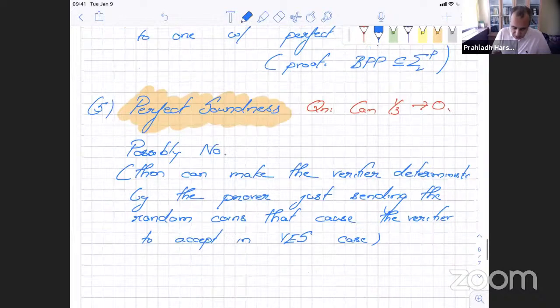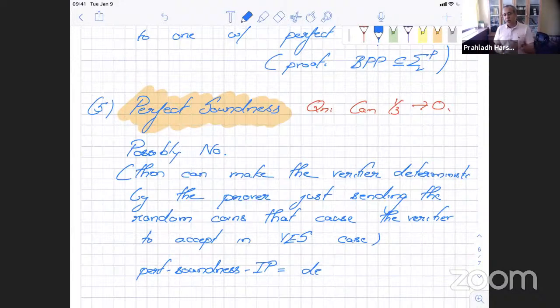So all I want to say is perfect soundness IP is the same as deterministic IP, which we know is NP. So if IP is actually more powerful than NP, you don't expect it to have perfect soundness. In particular, if graph non-isomorphism was not in NP, we don't expect that half can be driven down to 0. You can make it very small, but you cannot make it 0.